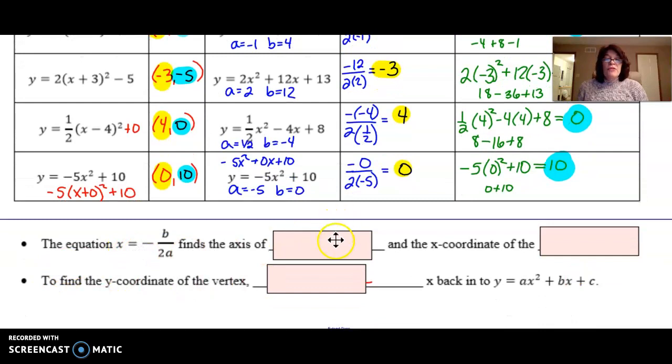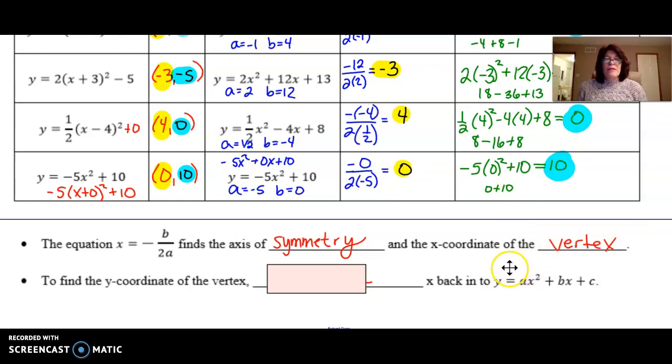Then the axis of symmetry, of course, is going to be x equals the x coordinate of the vertex, just like it was in vertex form. And so that's what we do. We look at the x coordinate of the vertex. For example, the axis of symmetry for this one would be x equals 0. The axis of symmetry for this one would be x equals 4. Okay, to find the y coordinate, we substitute x back in.